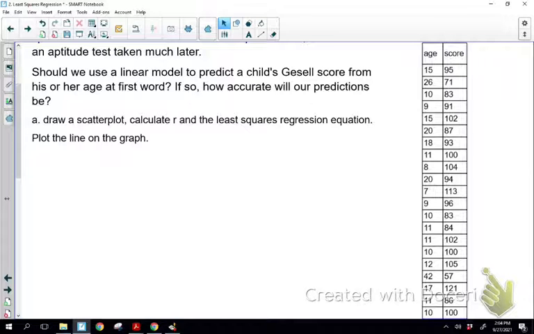All right, so here goes my scatter plot process. I am looking at Gessel scores and age. All right, let's say and first word spoken.